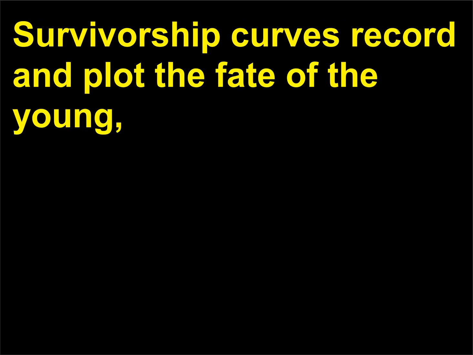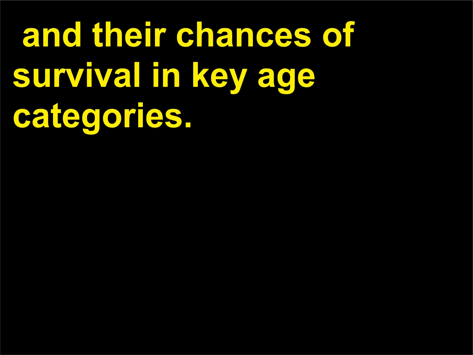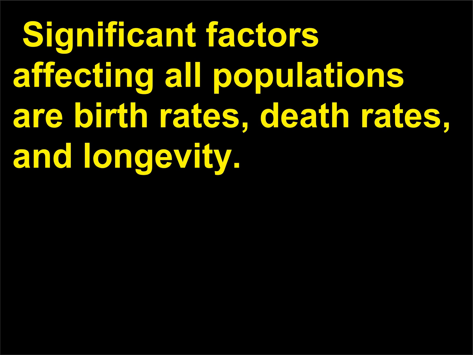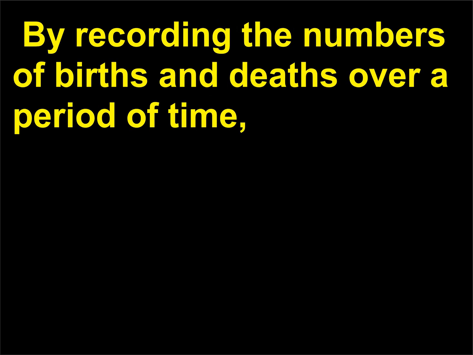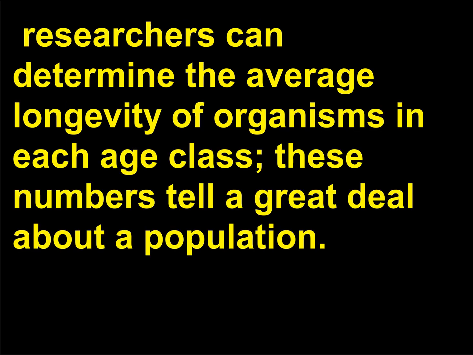Survivorship curves record and plot the fate of the young and their chances of survival in key age categories. Significant factors affecting all populations are birth rates, death rates, and longevity. By recording the numbers of births and deaths over a period of time, researchers can determine the average longevity of organisms in each age class. These numbers tell a great deal about a population.